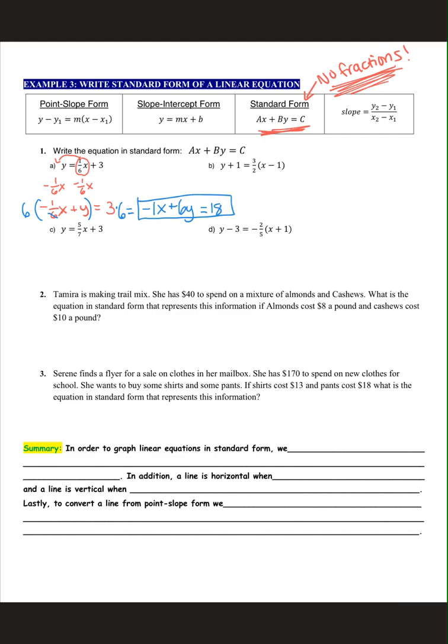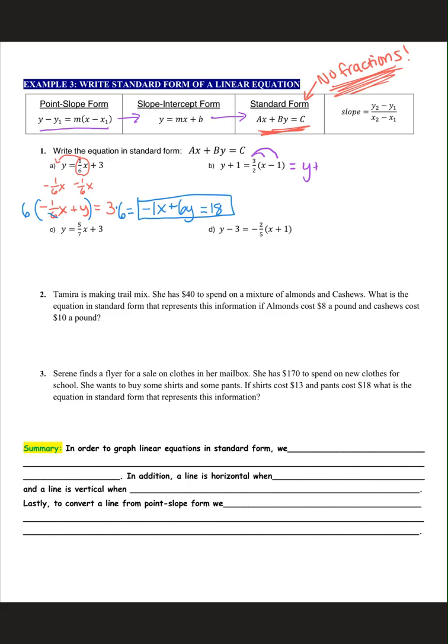All right, let's do B. y plus 1 equals 3 over 2x plus 1 again. So this is point slope form. Now we need to first convert to slope intercept form, then go to standard form. So I have to first distribute. This should be review. We did this in the first page of notes. So I'm going to distribute first.